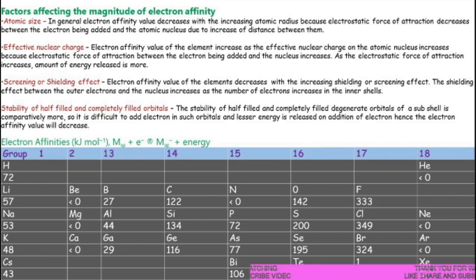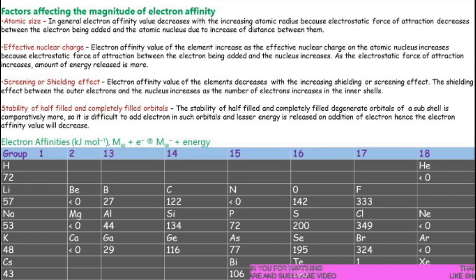Now we see stability of half-filled and completely filled orbitals. The stability of half-filled and completely filled degenerate orbitals of a subshell is comparatively more. So it is difficult to add an electron in such orbitals, and less energy is released on addition of an electron. Hence the electron affinity value decreases.